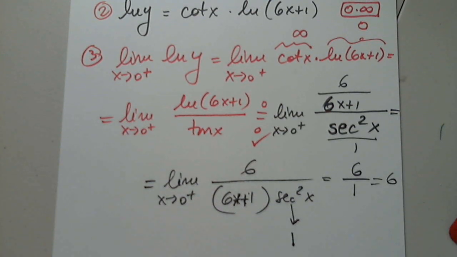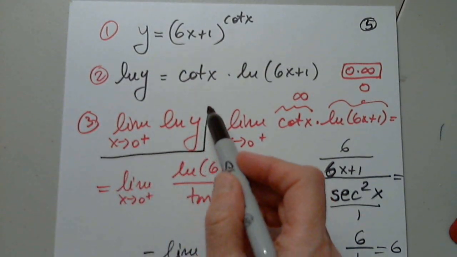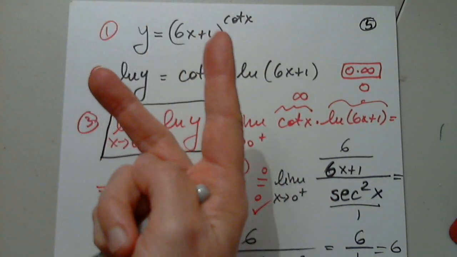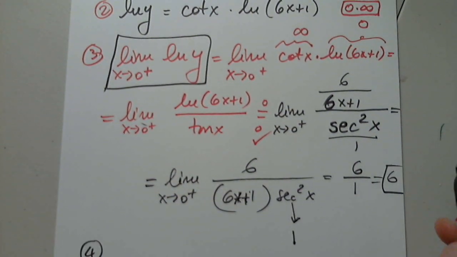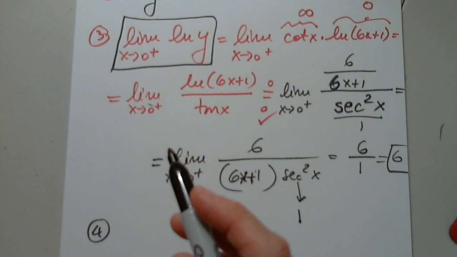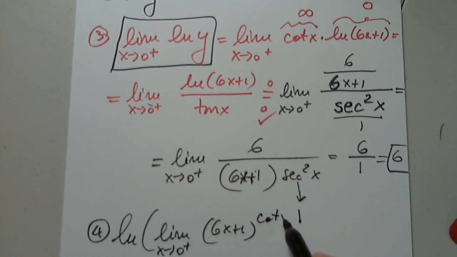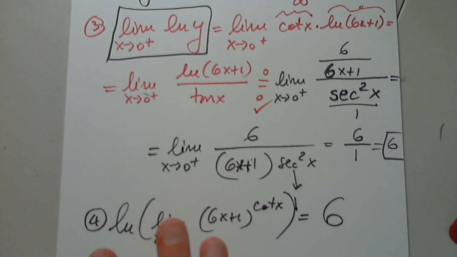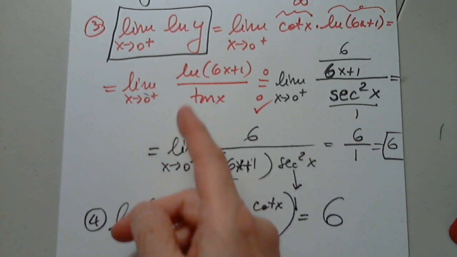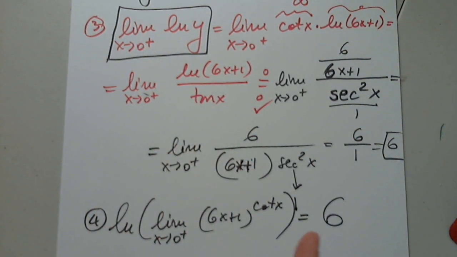So the answer is 6, but the answer is not 6. Now in step 4, I have to copy the beginning, swap the operators, and copy the end. So you can swap already if you want. Limit as x approaches 0 from the right of natural log y, where y was 6x plus 1 to the cotangent x, is 6. So I already swapped the operators.